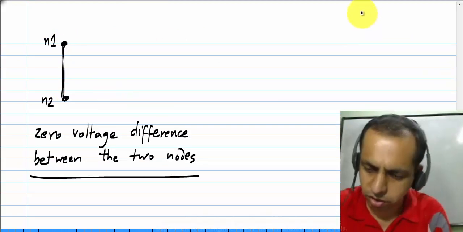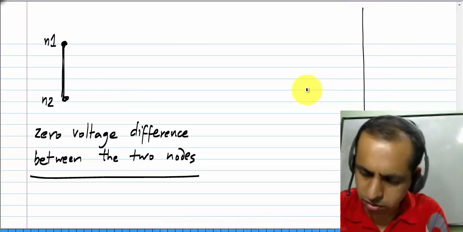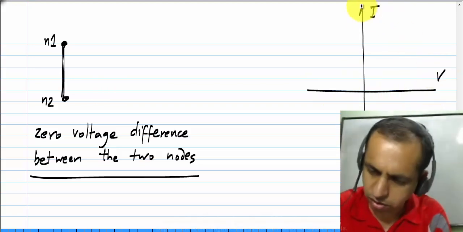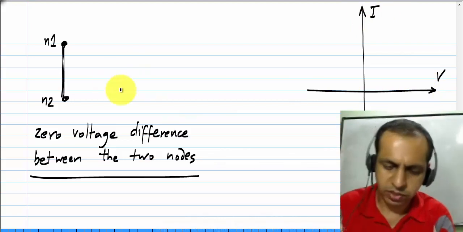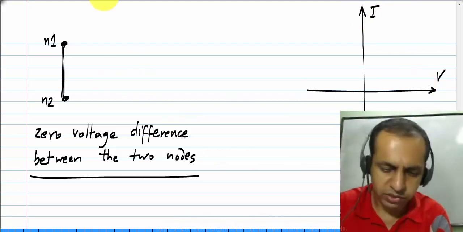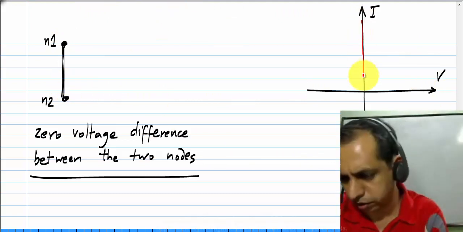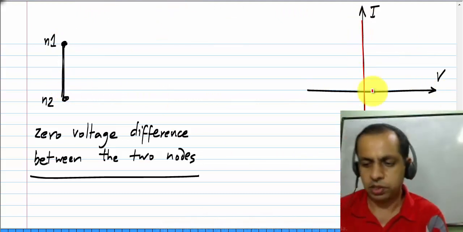So, if I go and draw the IV characteristic of this, obviously the voltage is always 0 and any current can flow through the short circuit or this wire. So, the characteristic looks like this. It's a vertical line passing through the origin.